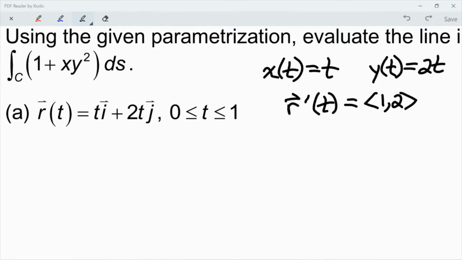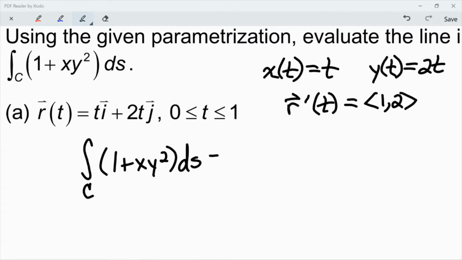Okay, so let's talk about how we would write this out. So the one thing you're going to want to get used to is the notation that you're going to use. So I'm integrating along the curve C, and I'm integrating this function 1 plus xy squared ds. Now what I want to do is convert that ds over, and I also want to convert my x and my y over into their parametric forms, because in the end, I'm going to get an integral in terms of t that I can solve.